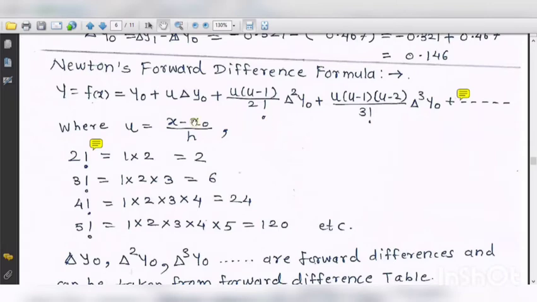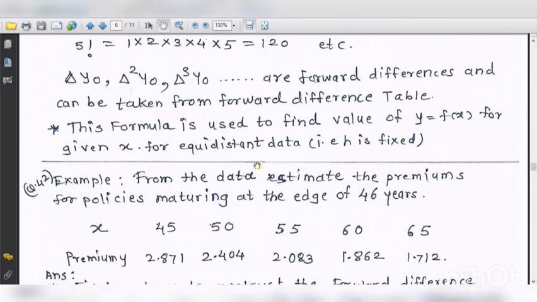Here, if you observe one thing in the formula, x is not there directly anywhere. X is not there anywhere. Where is x? Here, in the value of u. So first of all, when you want to apply this formula, we want to find the value of u. Okay, so let us go to the example.